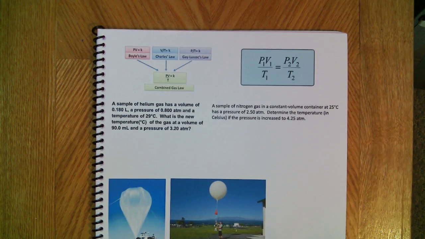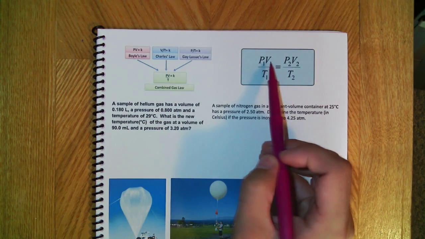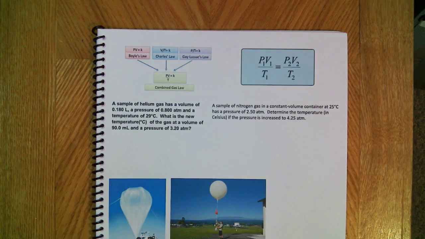Last thing we looked at, now that we had all these different gas laws, was how we can actually combine them into the combined gas law, which is P1 V1 over T1 is equal to P2 V2 over T2. It's great because we can start there and then cross out any variables that are held constant and derive the law that we actually have to use.